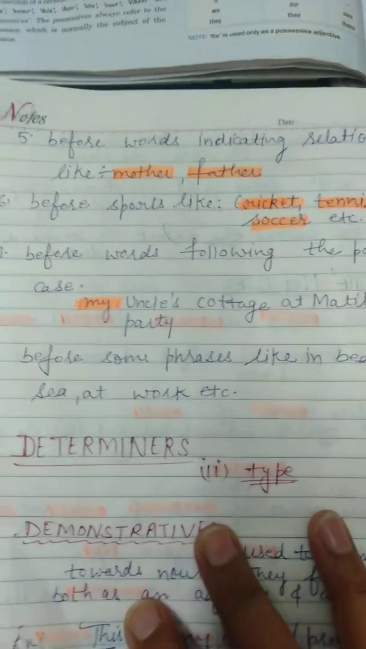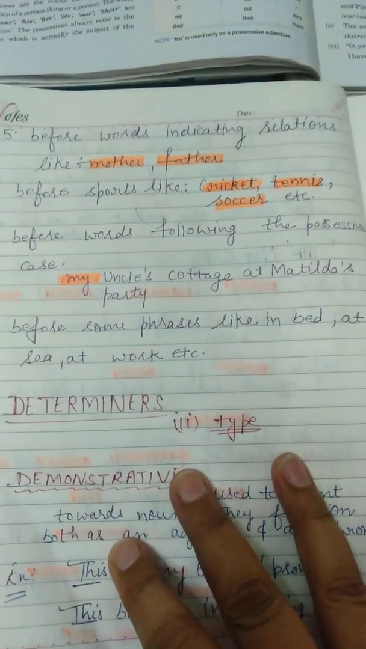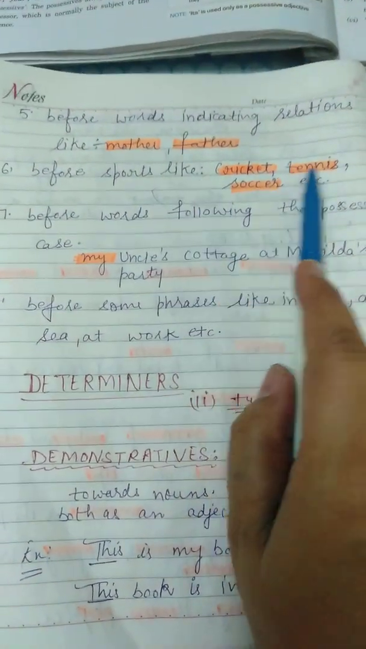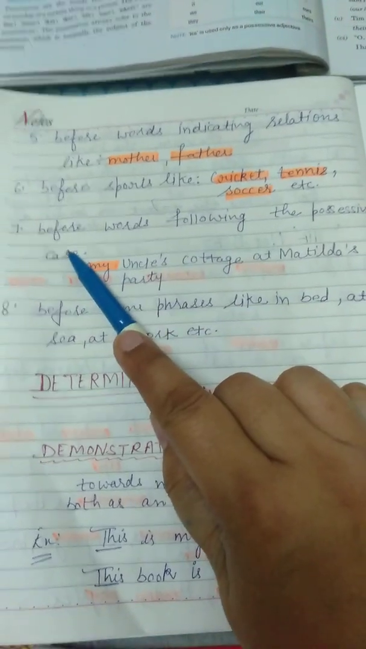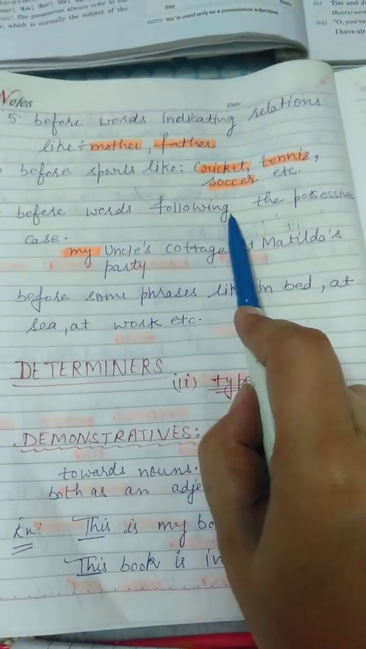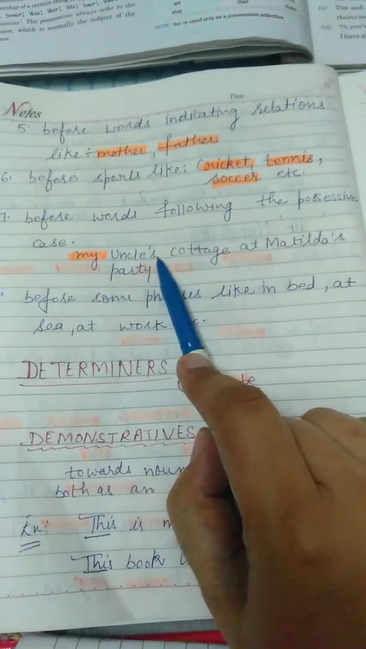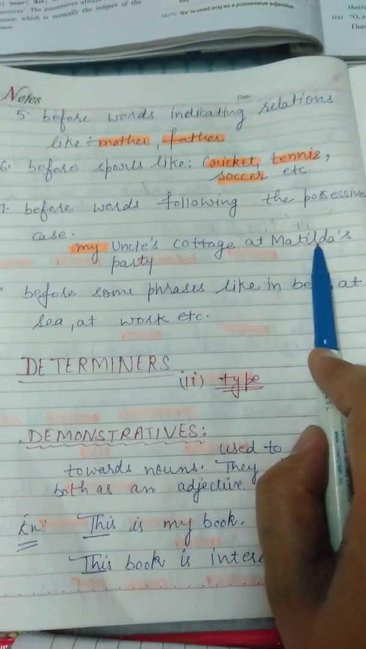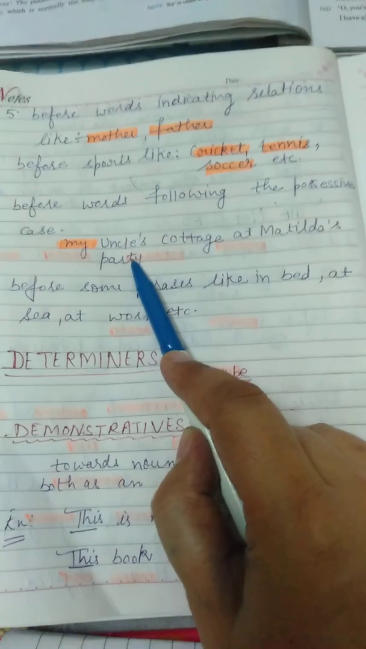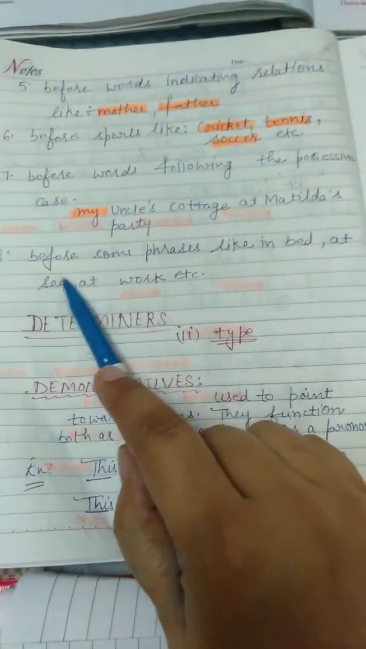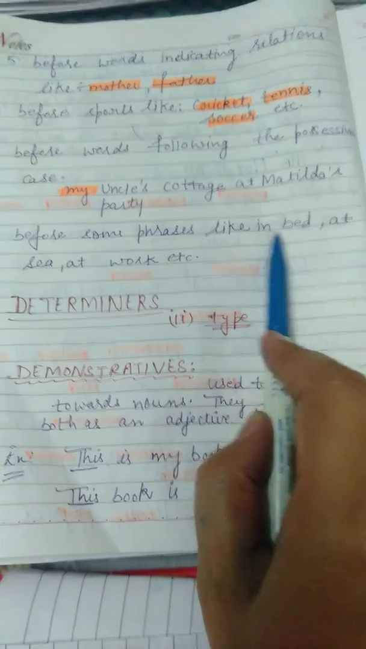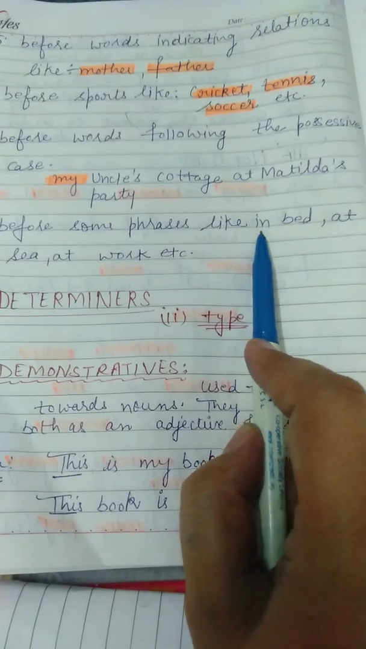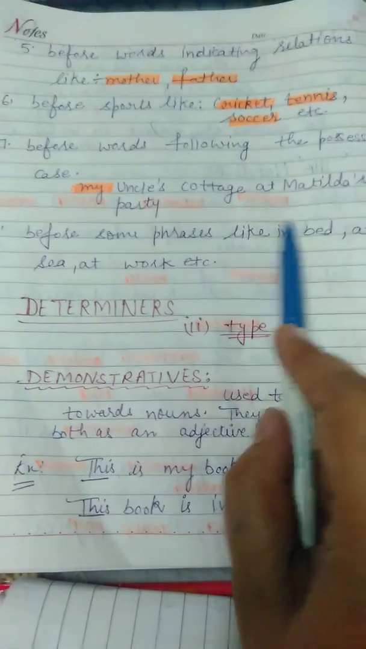Okay. So before words indicating relations, mother, father, brother, sister, they will not take "the". Before sports, cricket, tennis, soccer. Next, before words following the possessive case, my uncle's cottage. Not "the my uncle", my uncle's cottage. At Matilda's party, possession means party belongs to whom? Matilda. Okay. Before some phrases like in bed, at sea, at work. Phrases means group of words. Here is preposition in bed. So they will not take "the".